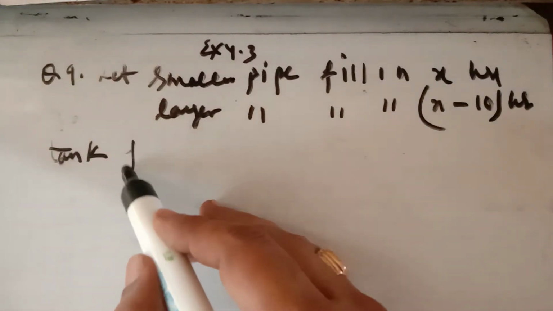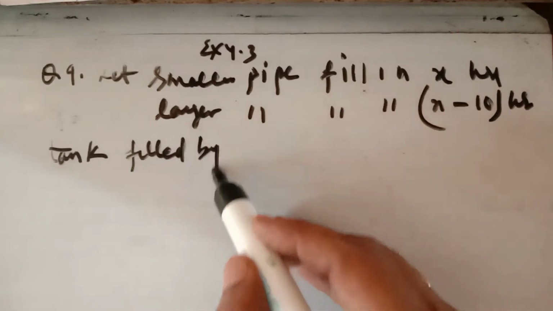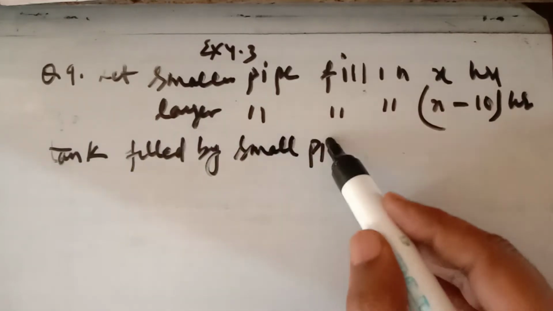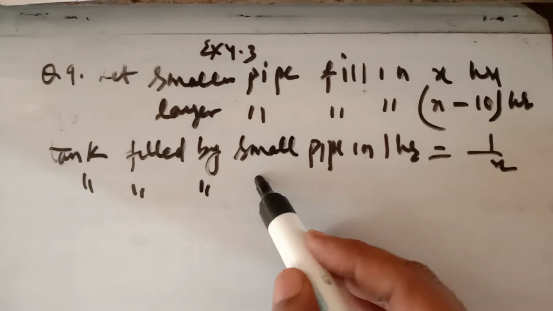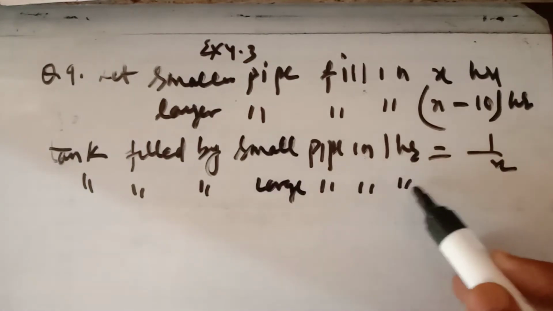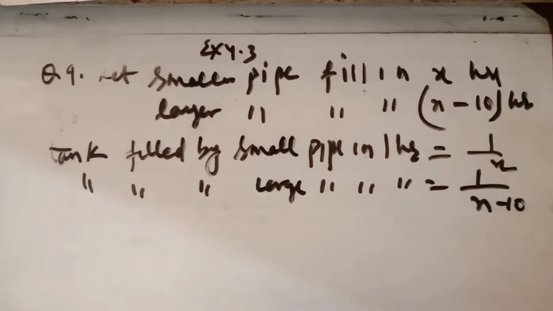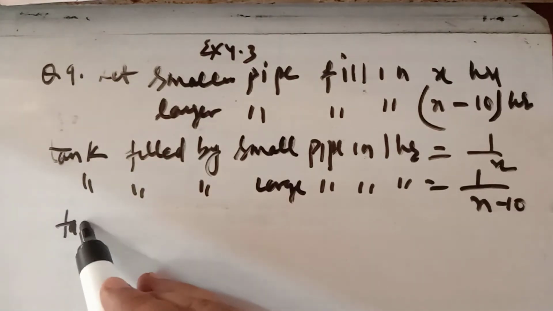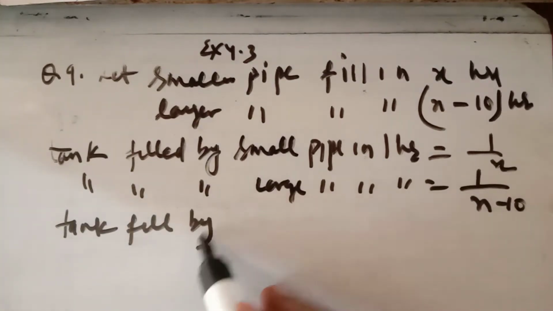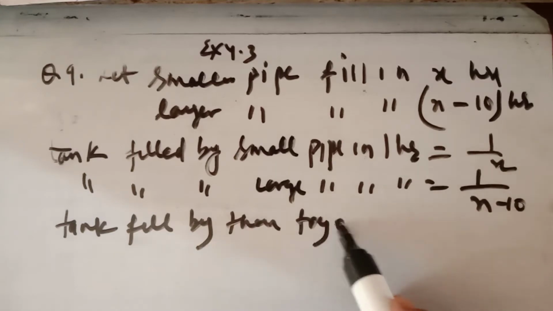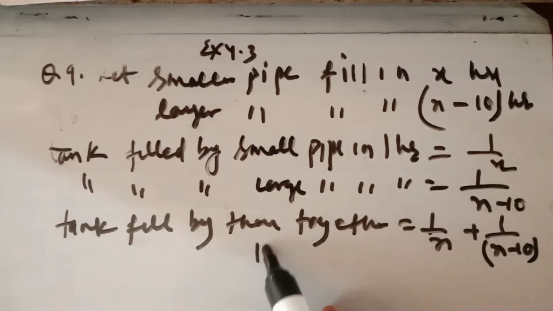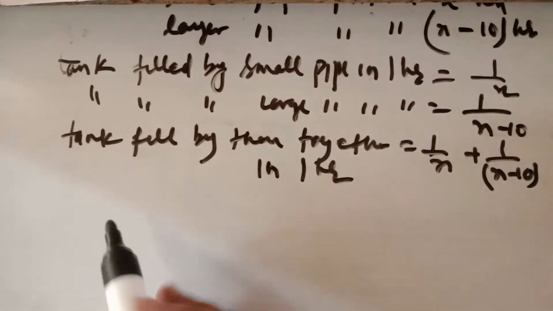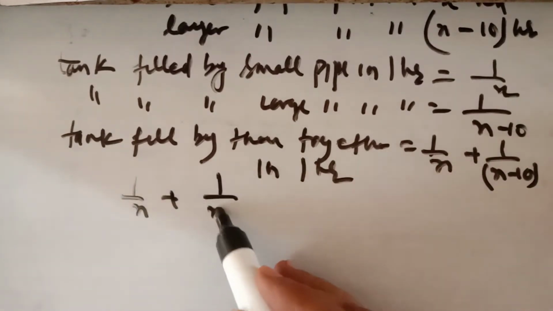So tank filled by the small pipe in 1 hour, naturally 1/x. So tank filled by the large pipe in 1 hour will be 1/(x minus 10). So separately they are doing this. So tank filled by them together in 1 hour will be 1/x plus 1/(x minus 10), in 1 hour.